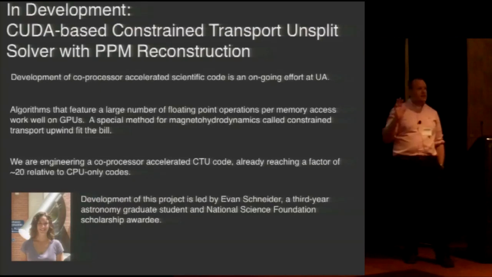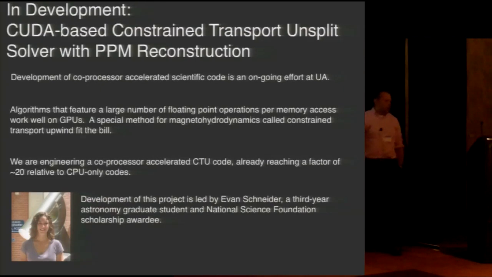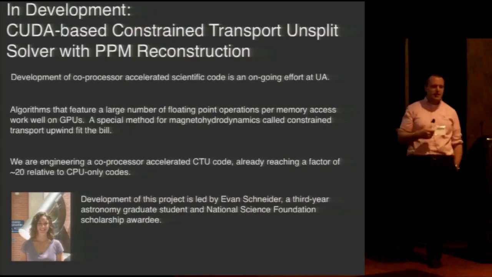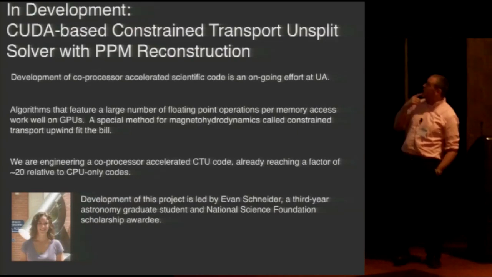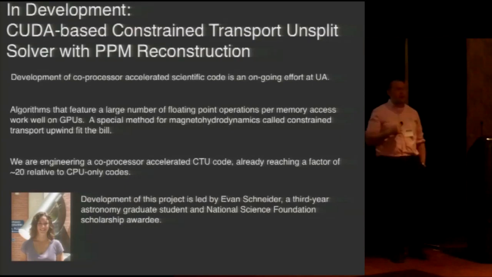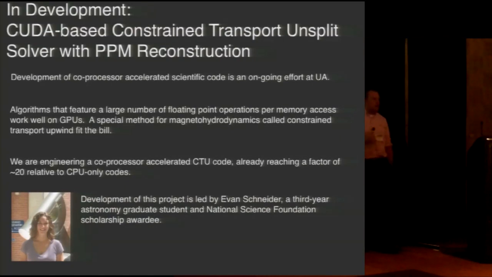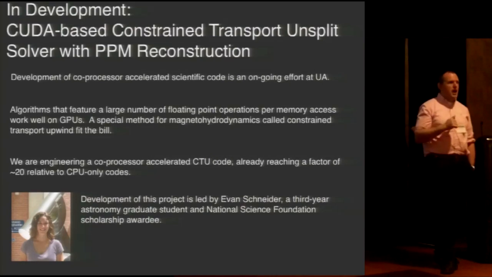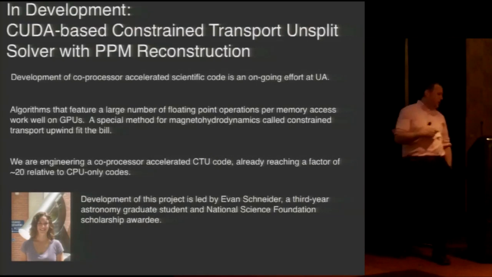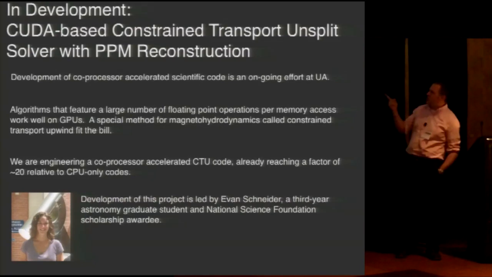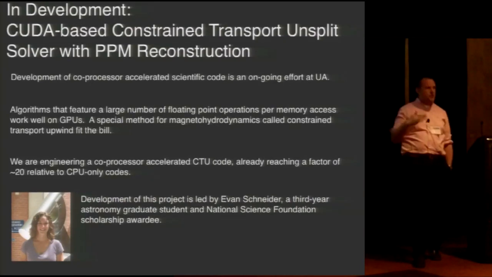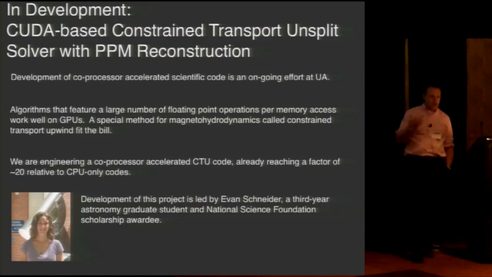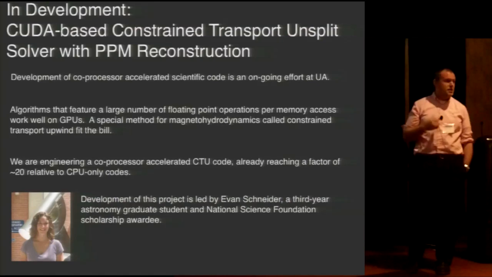And one of the interesting things about certain schemes in Eulerian hydrodynamics is there really are a lot of floating point operations per memory access potentially. And so one of these techniques is called constrained transport. This is a technique that's often used in MHD, magnetohydrodynamics. And so Evan is implementing a magnetohydrodynamics code on the GPU. And just in a week, she's managed to get a factor of 20 speed up just porting things to CUDA almost directly from PPM schemes and constrained transport schemes that exist already.